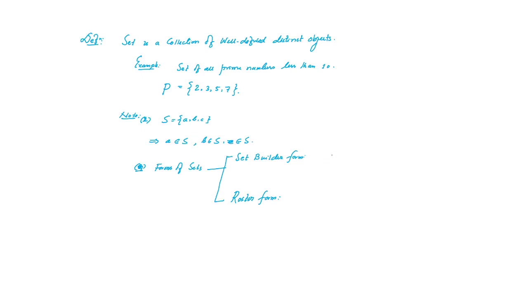Say if we consider, as for example, S equals all those real numbers x such that x is greater than or equal to 0, and say x is an integer. This is basically the set builder form. If we represent it in the roster form, that can be written as 0, 1, 2, 3, 4, and so on. So this is basically the roster form, and this is basically the set builder form.